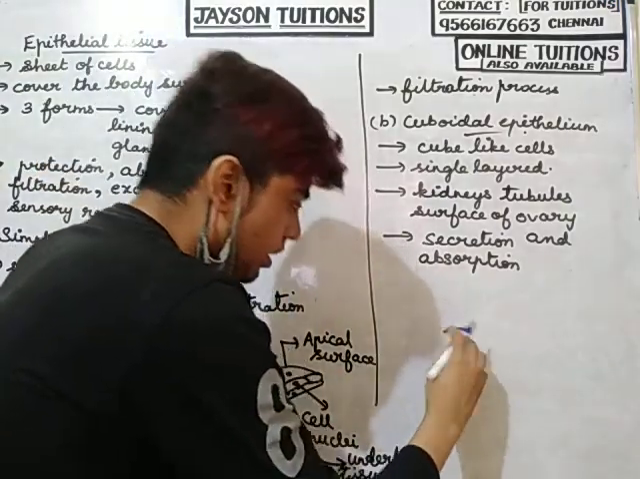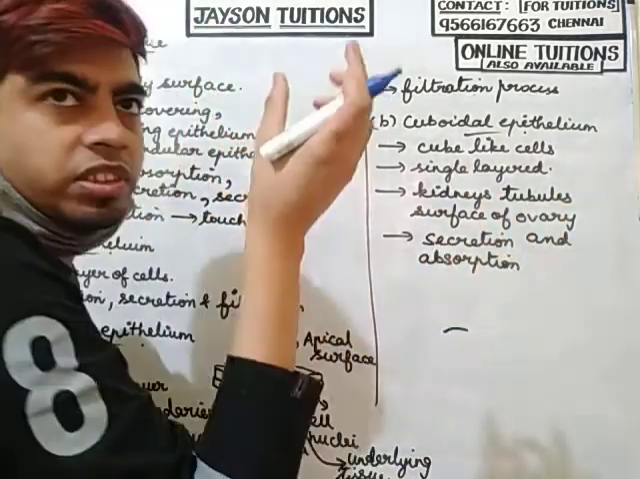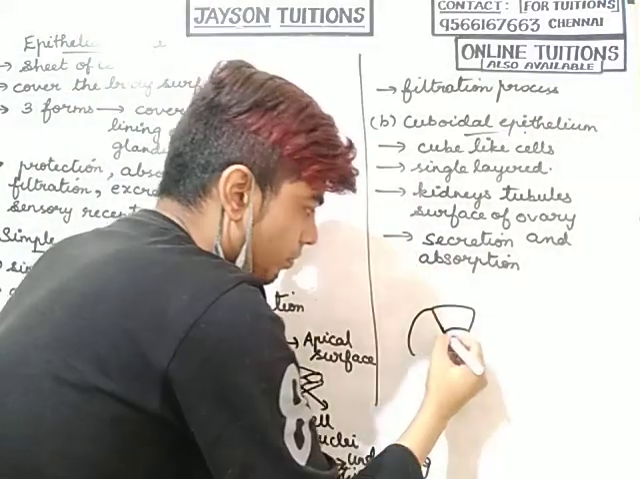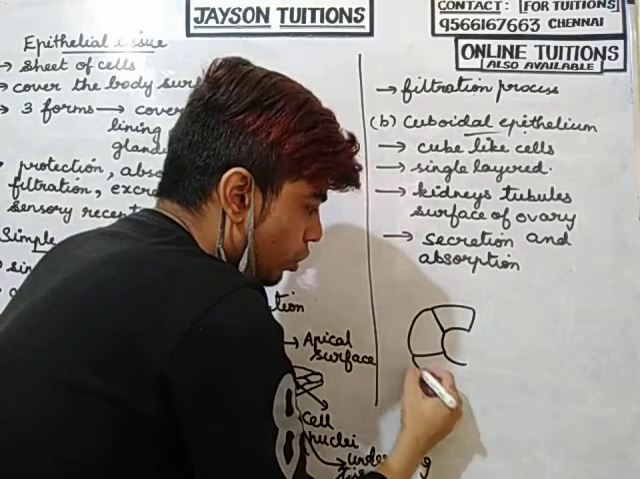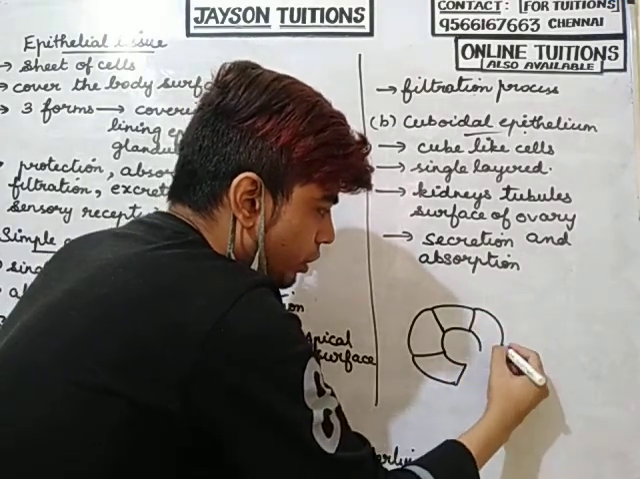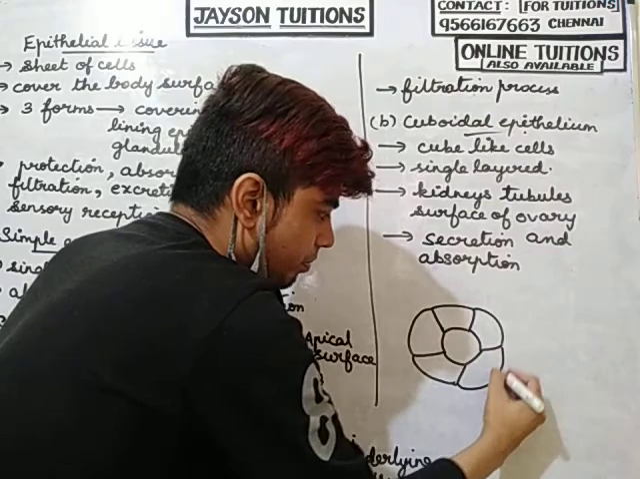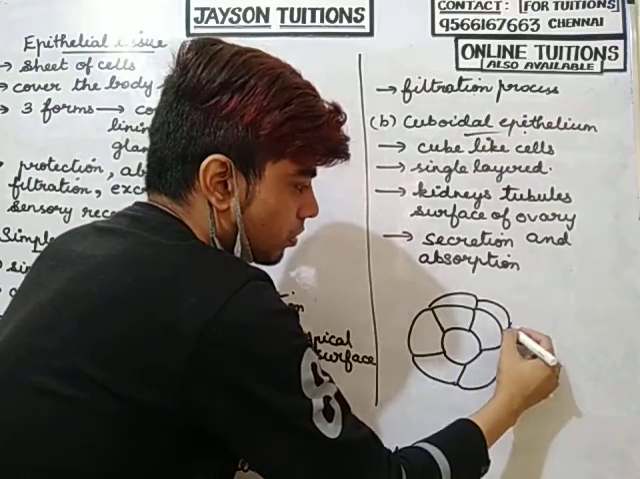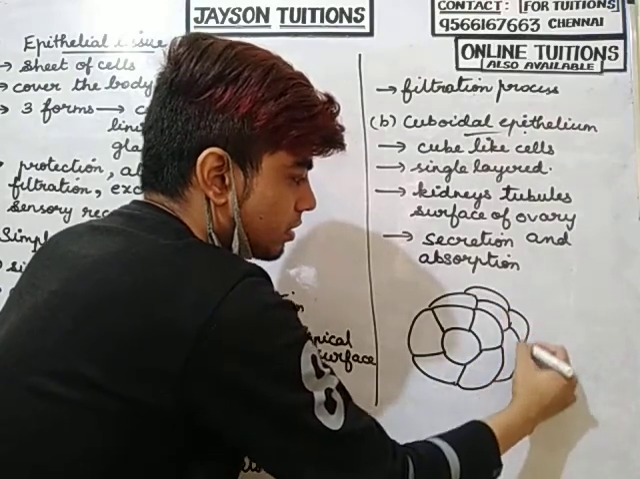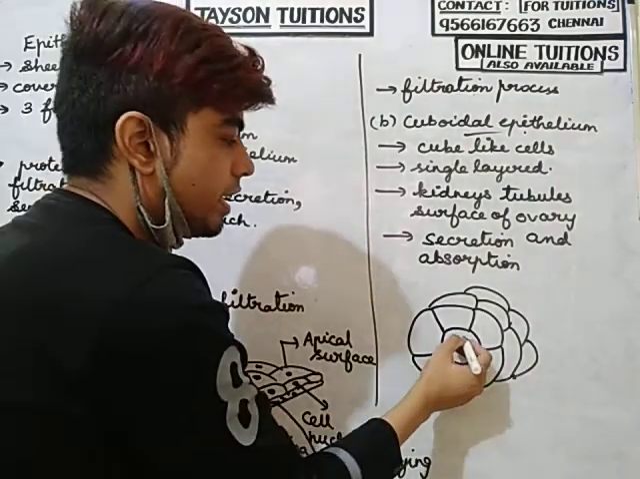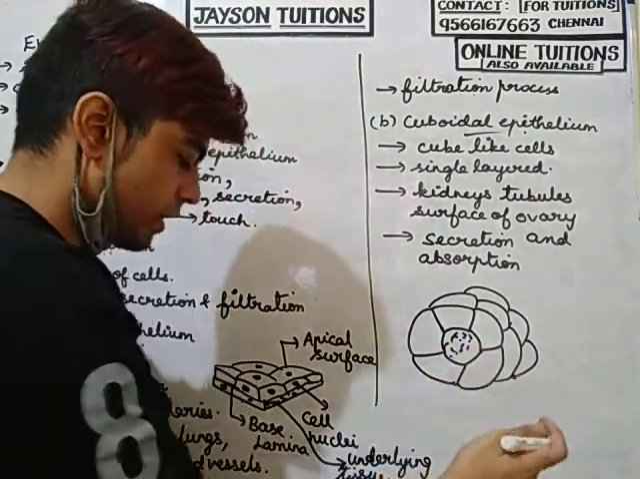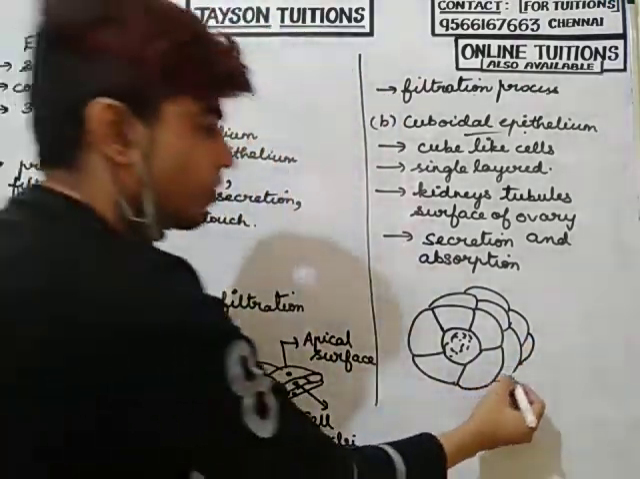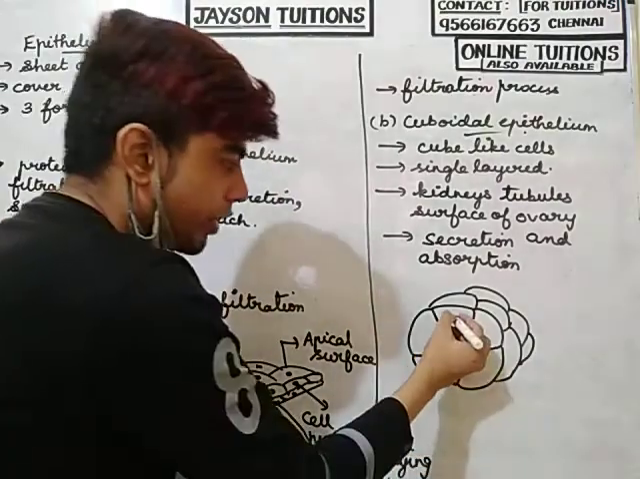So it will be like this. It is present in the tubes, like cubes arranged in the form of a tube. Understood? So it will go on like this. This center part is the hole. It will go on like this as cubes. So it will be cuboid.